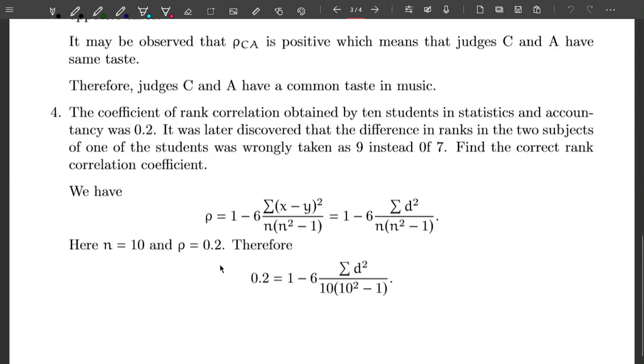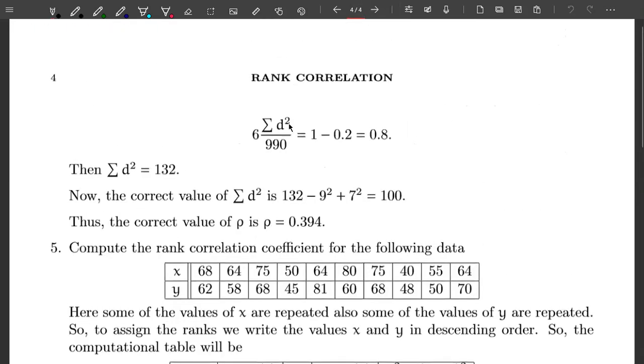N is 10 here. We have the calculated value of rho, which is equal to 0.2. Put that here. So 0.2 is equal to 1 minus 6 into, first we have to calculate the correct value of summation D square, divided by 10 into 10 square minus 1. Now when you put the value, we get 6 summation D square, N is 10 in this. So when you calculate the value, you get 990 equal to 1 minus 0.2, which is equal to 0.8. So only after getting the correct answer for summation D square, I get the correct correlation coefficient.